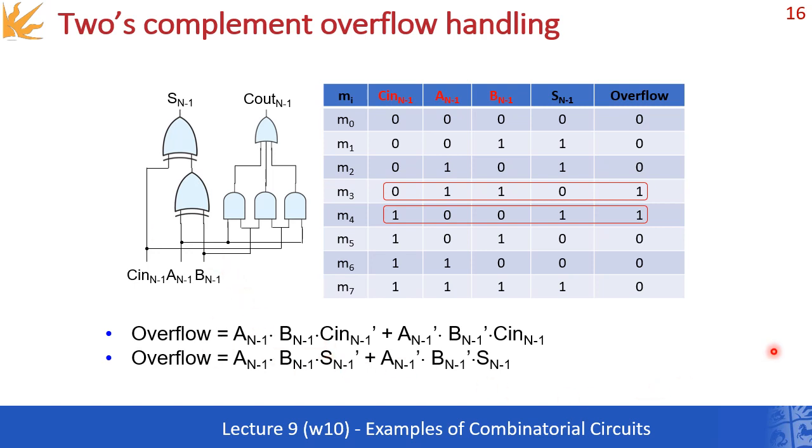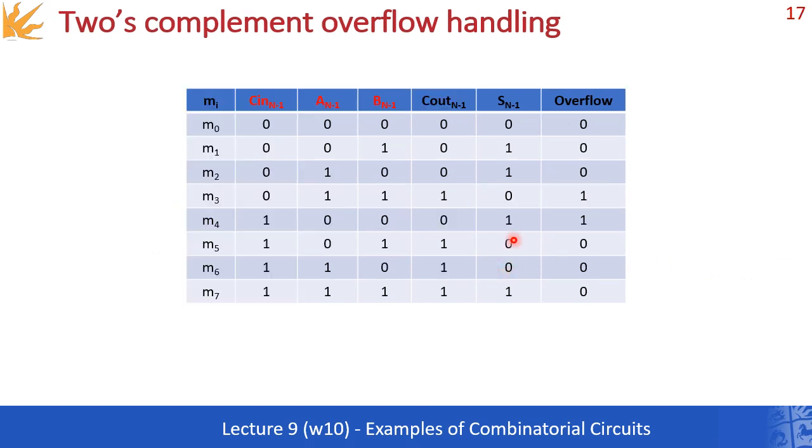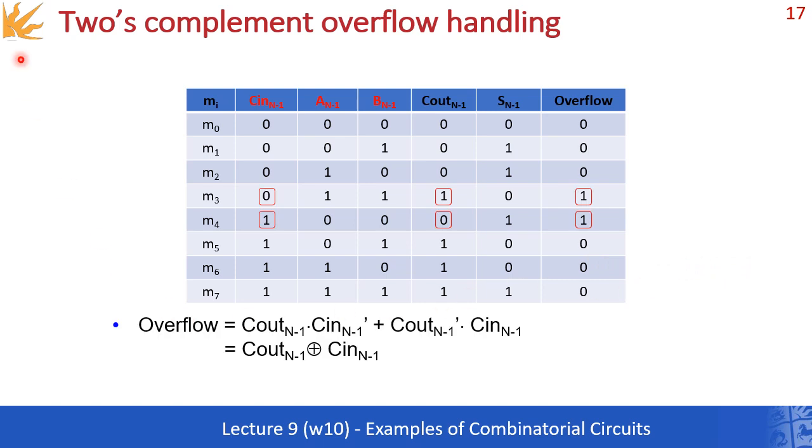Now, having that said, we can proceed with defining what an overflow is. So again, we have the same table here. We notice that the min terms are 3 and 4. Therefore, you can write the overflow function as a sum of products like this, which, as you know by now, can be rewritten using the XOR function.